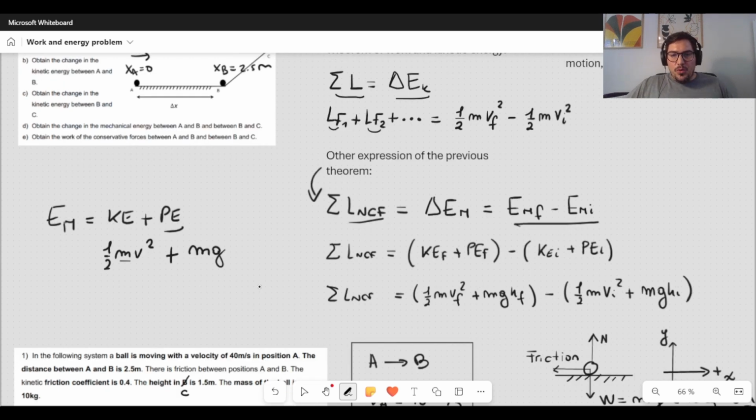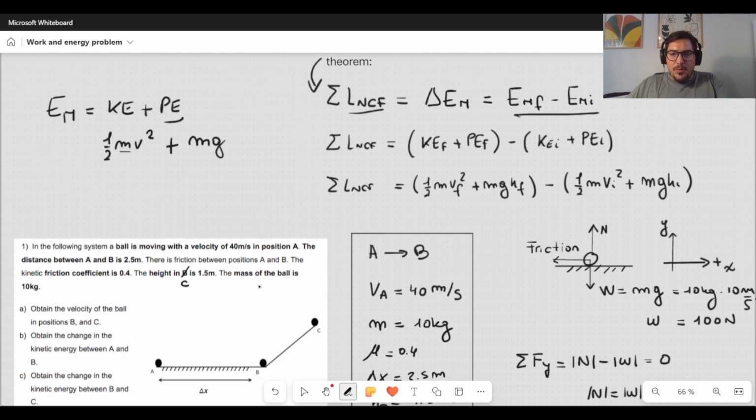So the sum of the works of the non-conservative forces is equal to the change in the mechanical energy. So if you work between two different positions, the final is the second position, the initial is the previous one. So we have kinetic energy final plus potential energy final. We're going to apply this theorem in the second part of the exercise, and in a minute we discuss why. Minus the mechanical energy initial. The final mechanical energy is the final kinetic plus the final potential energy minus the initial kinetic energy plus potential initial.